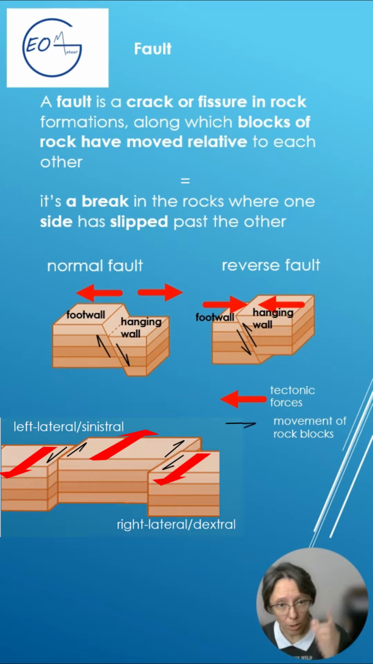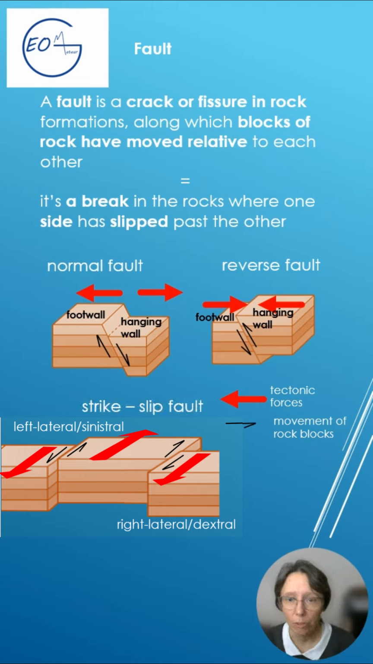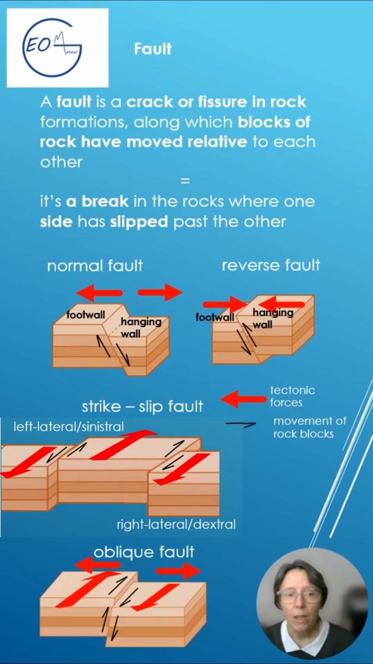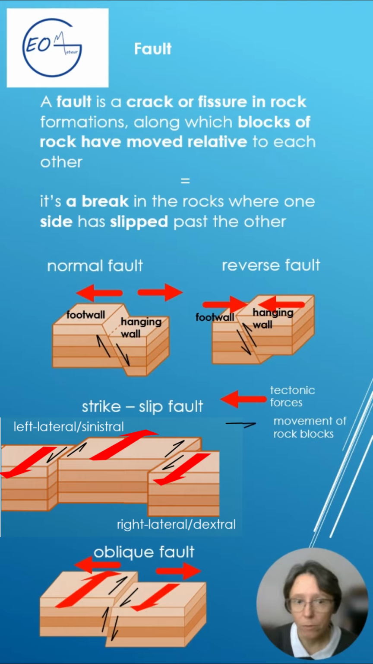When horizontal shear dominates, the crust breaks into a strike-slip fault, in which blocks slide sideways past one another, either to the right, forming a right lateral or dextral fault, or to the left, forming a left lateral or sinistral fault. Finally, when forces combine both vertical and horizontal components, an oblique fault develops, showing diagonal displacement where blocks move simultaneously up or down and sideways.